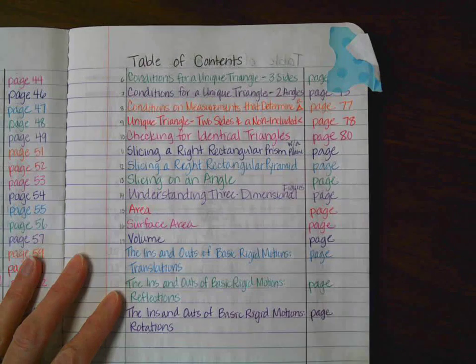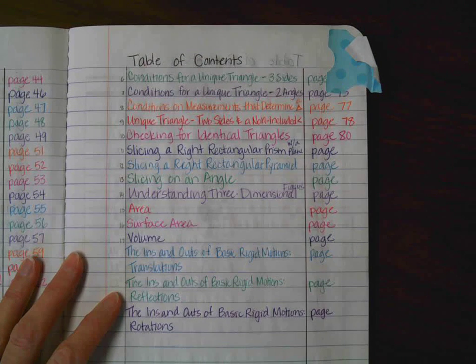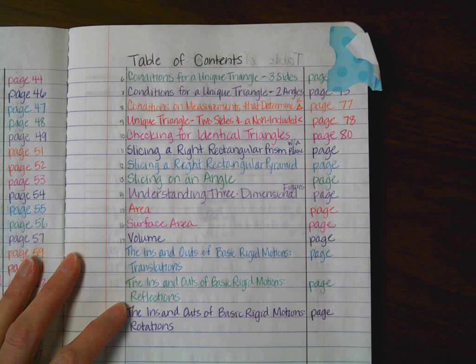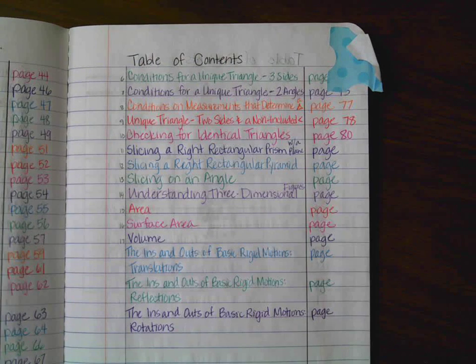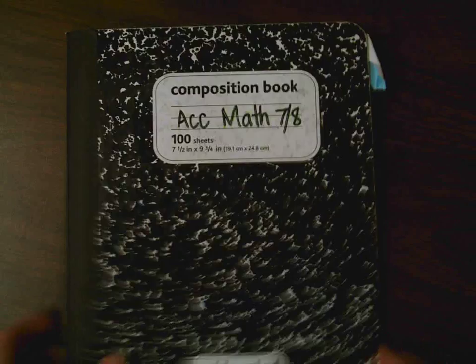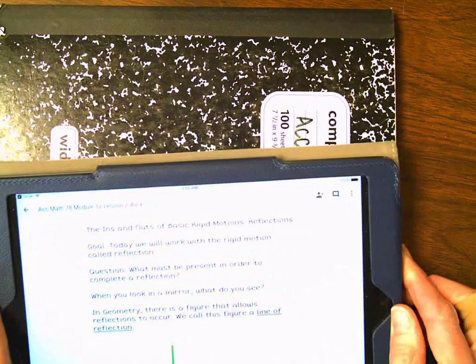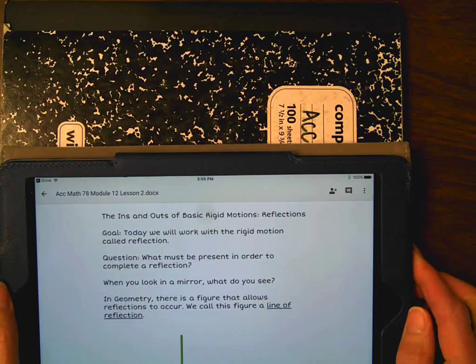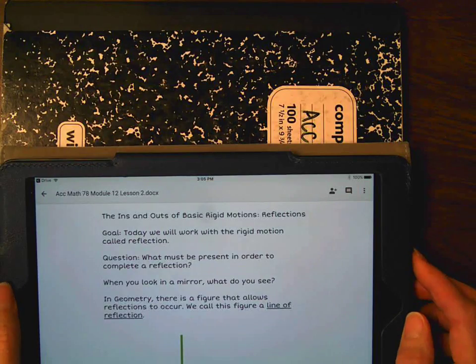And Module 12, Lesson 2 is continuing working with basic rigid motions, the ins and outs of basic rigid motions. And the focus today is on reflections. So you need to turn to the correct page in your comp book so that we can begin our notes. And our notes today are actually kind of short compared to yesterday. So let's start. The ins and outs of basic rigid motions called reflections.